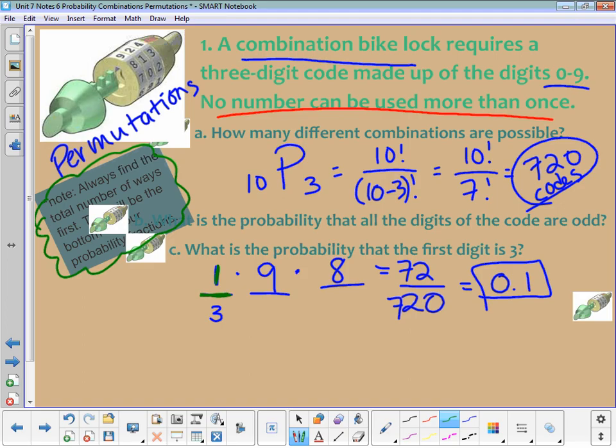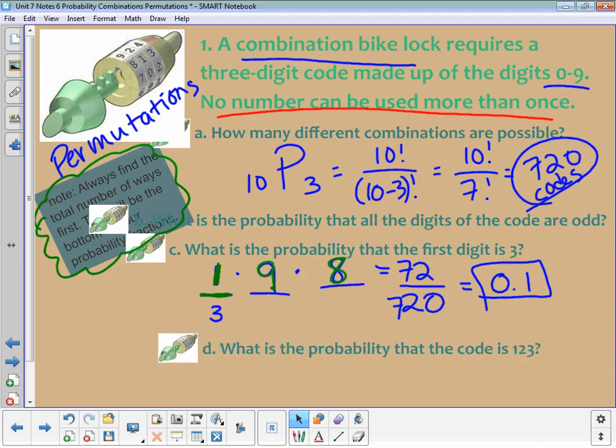There's only 1 3 in the list, so there's only one way that I can list 3 in the first spot. Once I use the 3, then I have 9 digits left. After I pick a number for the second spot, then I have 8 digits left. Okay. And the last one, let's look at part D.